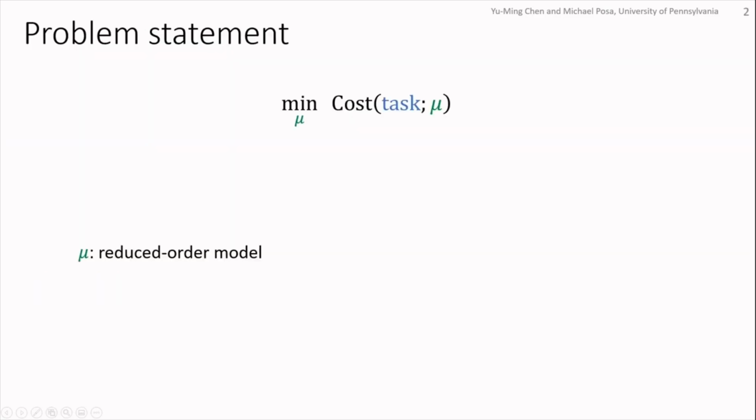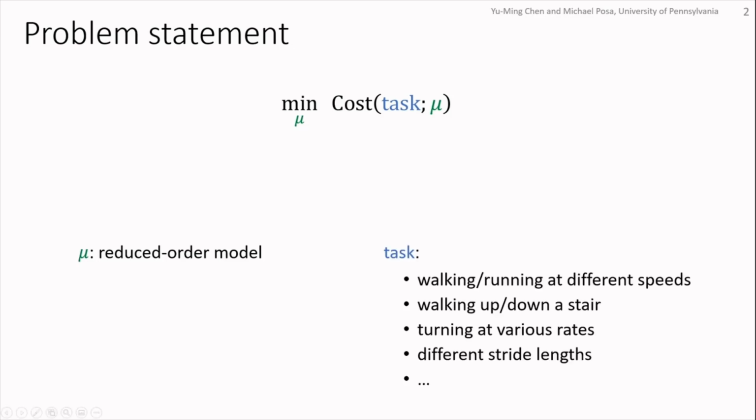What do I mean by the best? It depends on which metric we pick. Some people might want to minimize motor torques, and others might want to minimize energy consumption. So the best model here is the model that could allow the robot to finish the task with a minimum cost. The task could be walking at different speeds, walking downstairs, or walking with different stride lengths.